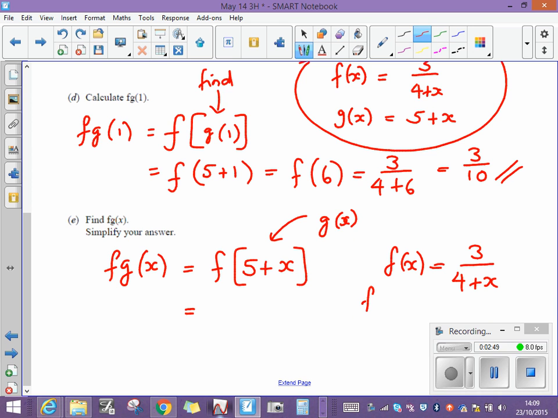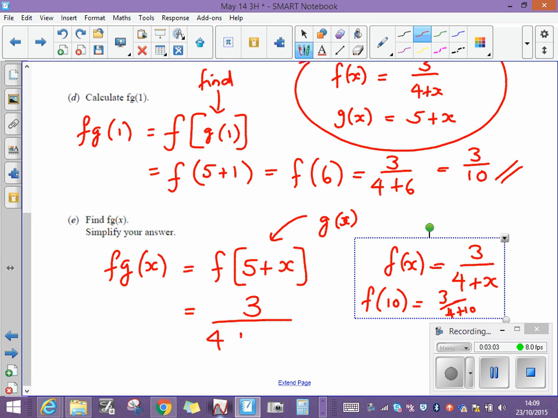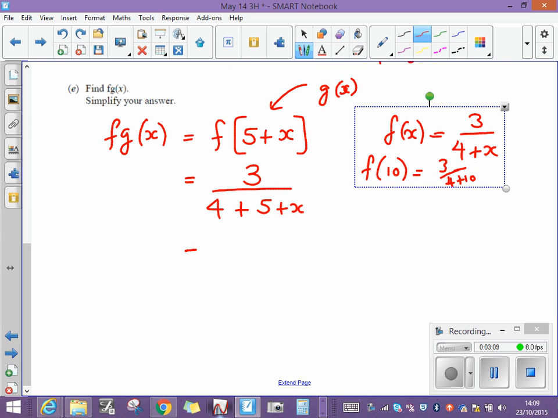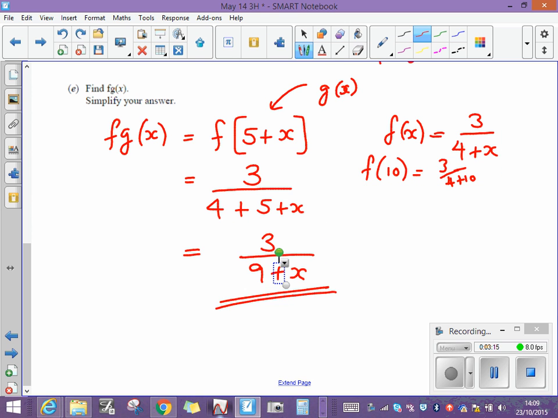So f of whatever goes in, so f of 10, for example, would be 3 over 4 plus 10, and so on. So in this case, what's going in is 5 plus x. So what's going to come out is 3 over 4 plus, and then instead of x, I'm going to write 5 plus x. So if I just simplify the bottom there, the top is just 3, the bottom is 9 plus x. So that is fg of x.